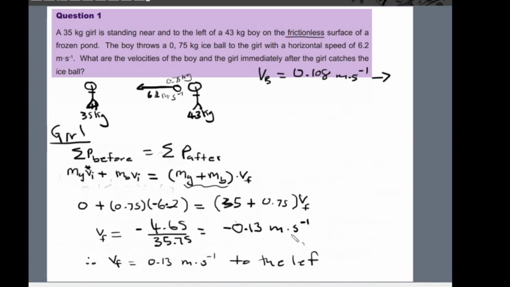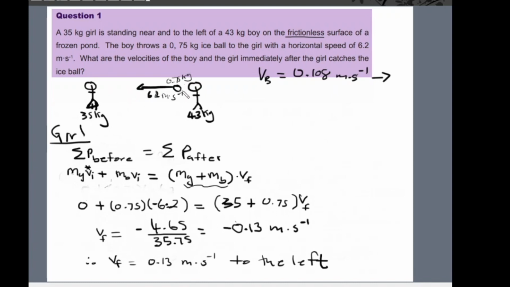Okay, to the left. Yeah, so that is how we calculate it. So this one is sort of like two scenarios. The first scenario, it's an explosion between the ball and the boy. The second scenario is a collision between the girl and the ball, right?